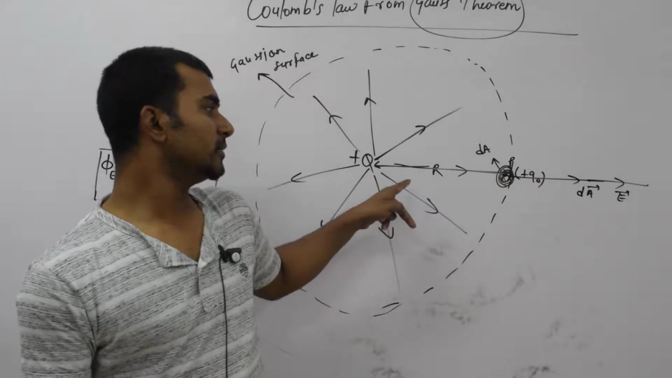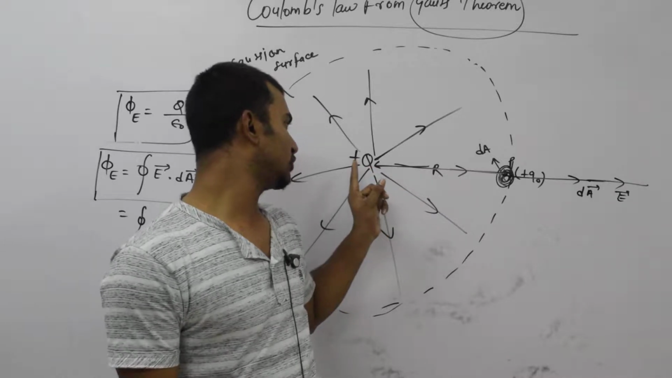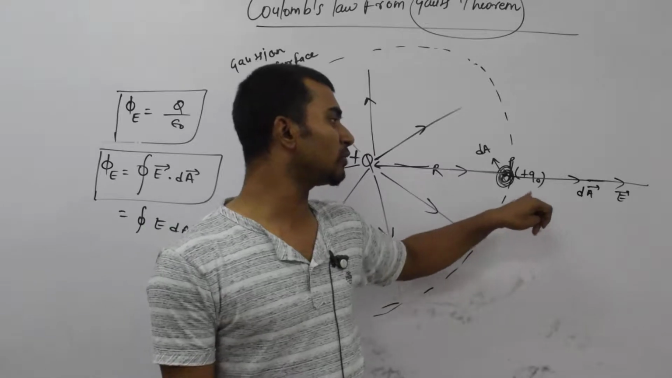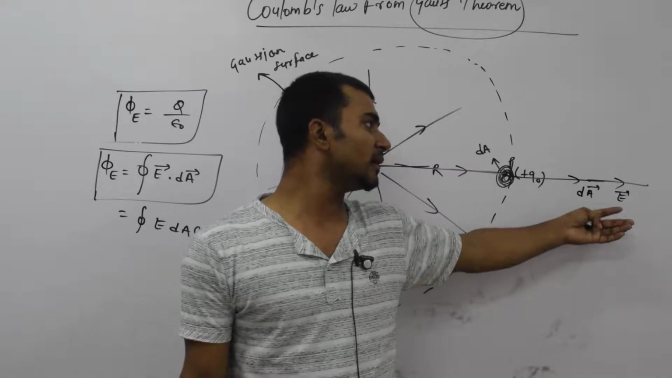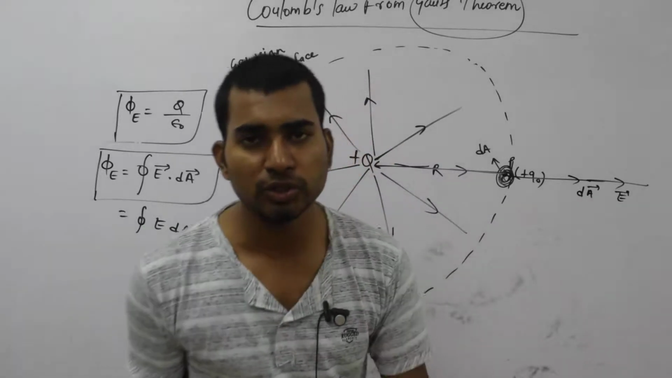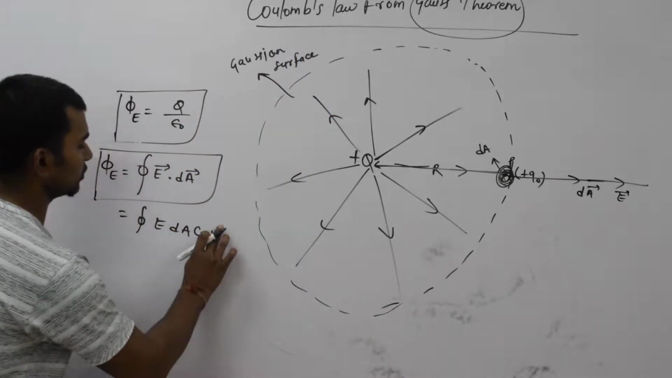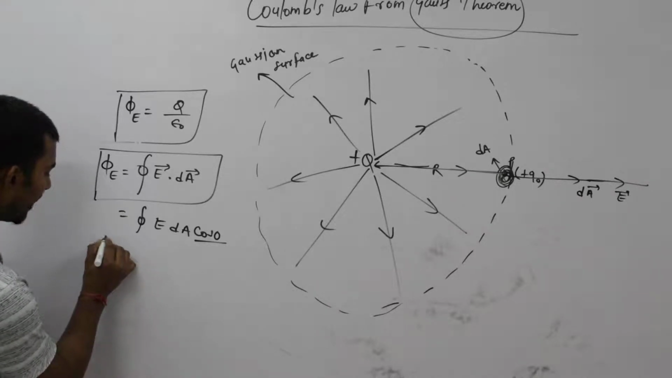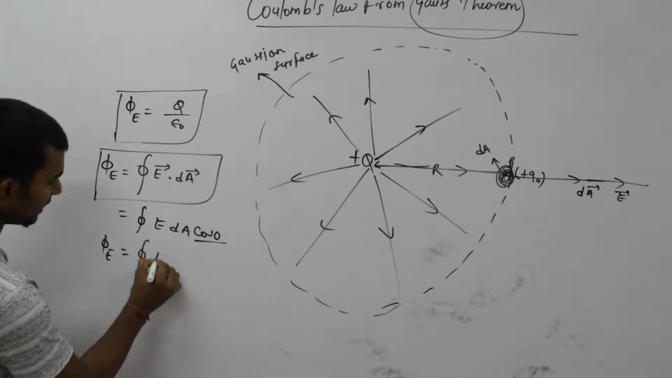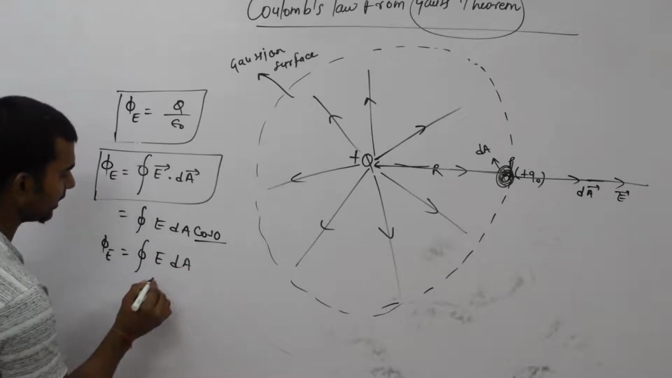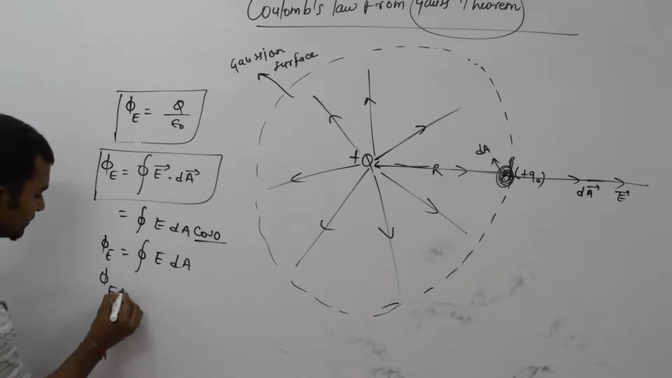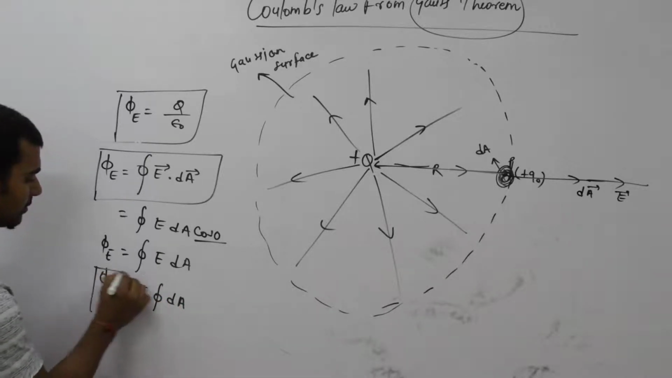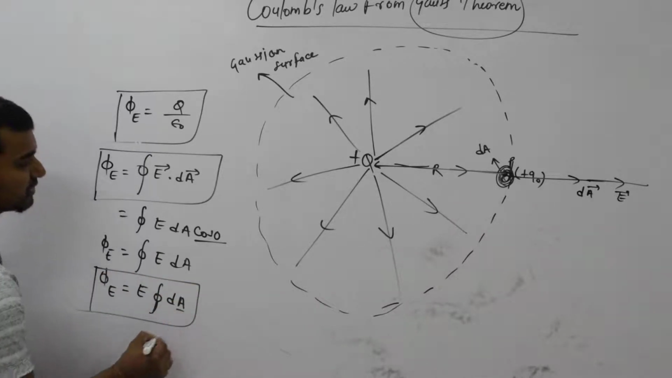As it is clear, due to this positive source charge, the field pattern will be radially outward, means along the direction of this area vector. So the angle between dA and E will be 0 degree, so here we can write cos 0. Now cos 0 value is 1. So phi E is equals to closed integration of E dA. Now E is a constant, so that will be outside from the integration, and this is what dA, a closed integration of this area vector.